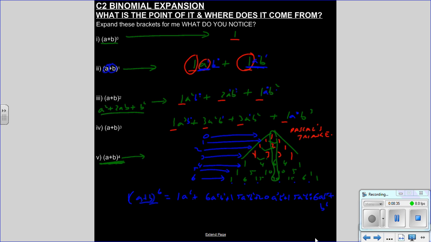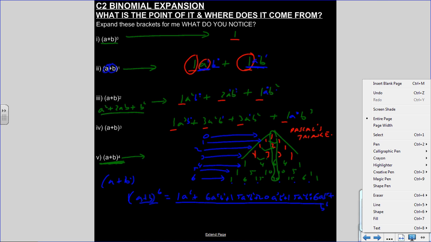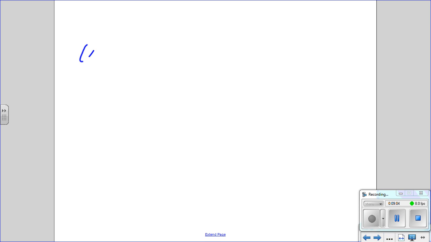Do you see the simplicity of it? I can just add and you can just see the pattern, can't you? You can see that the power of a reduces by 1 every time, and the power of b increases by 1 every time. But what we need is a general formula, don't we? Can we see that this can be applied to anything?